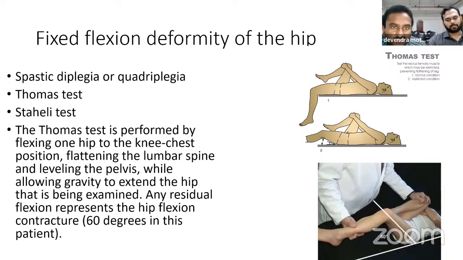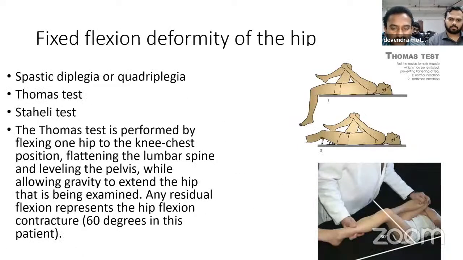The Thomas test is performed by flexing one hip to the knee chest position and flattening the lumbar spine and leveling the pelvis while allowing gravity to extend the hip that is being examined. Any residual flexion represents the hip flexion contracture. So in this diagram, to the bottom right, it is around 60 degrees. You can see this diagram on the top right. This demonstrates the test.